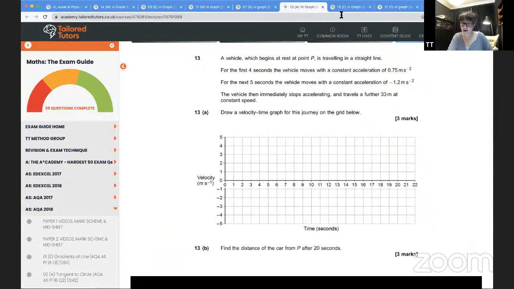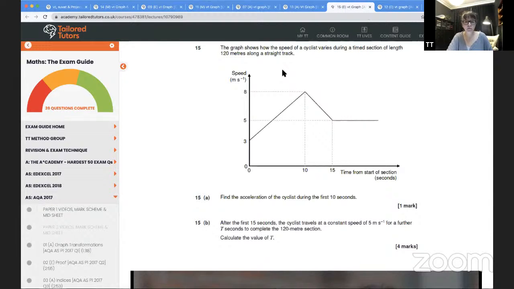This one, you've got to draw your own graph. So lots of own graph drawing. That might be something worth practicing, that you think, oh, actually, I haven't done one of them for a while, where you have to draw it yourself. This one, graph, but it doesn't go below.